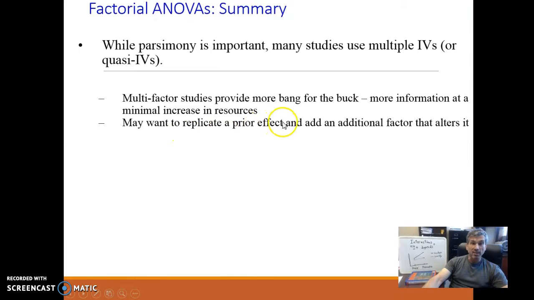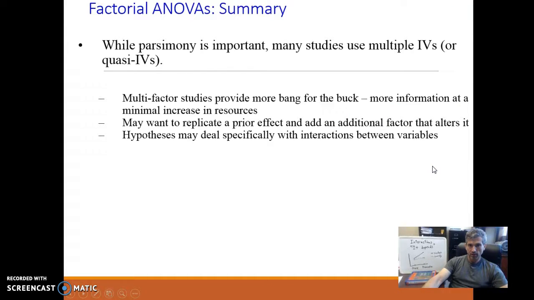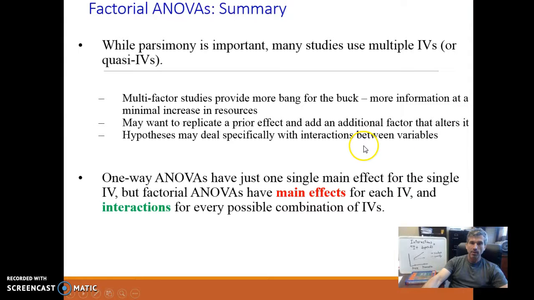Maybe we take an established effect, an established IV-DV relationship, we add in a second one and we see if that qualifies or alters it. If they interact, that tells us something very important about that original effect. Your hypotheses may deal specifically with interactions between variables, especially in that kind of context. So definitely be familiar, because we haven't gotten into calculation or anything like that.